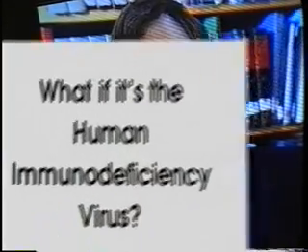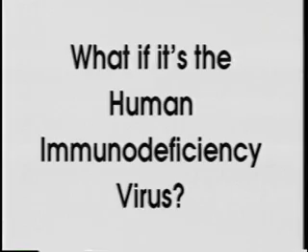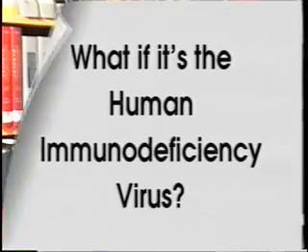What if it's the human immunodeficiency virus that you're infected with? Traditionally, there's an 8-year period where the person is asymptomatic. After that 8 years, they begin to feel poorly. The life expectancy is around 11 years, perhaps less.